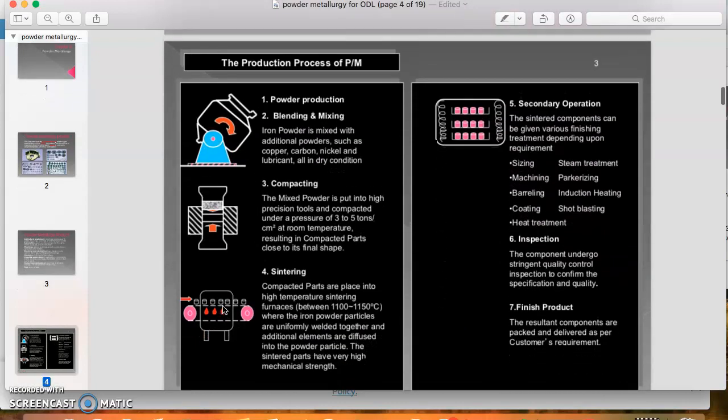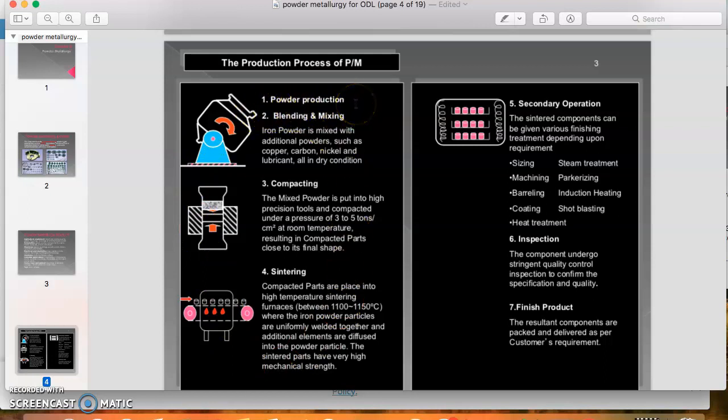Okay, this slide shows the processes involved in powder metallurgy. There are four main processes, and the secondary process, there are several secondary processes. We will discuss them later. The main process, we start with the powder production.